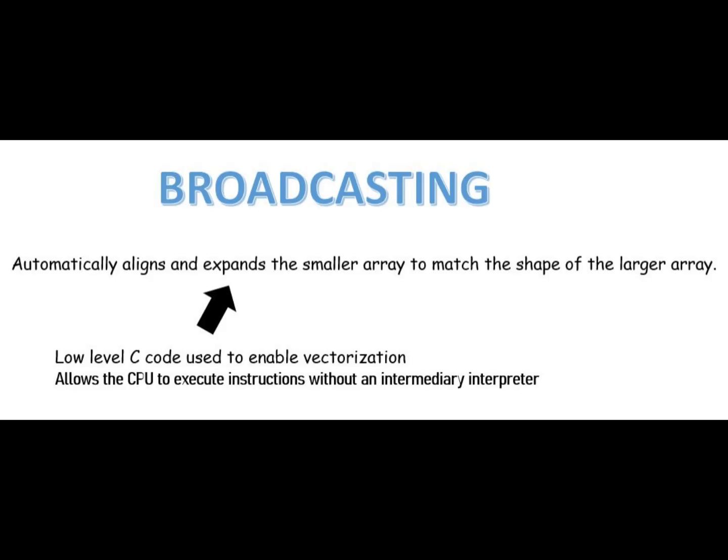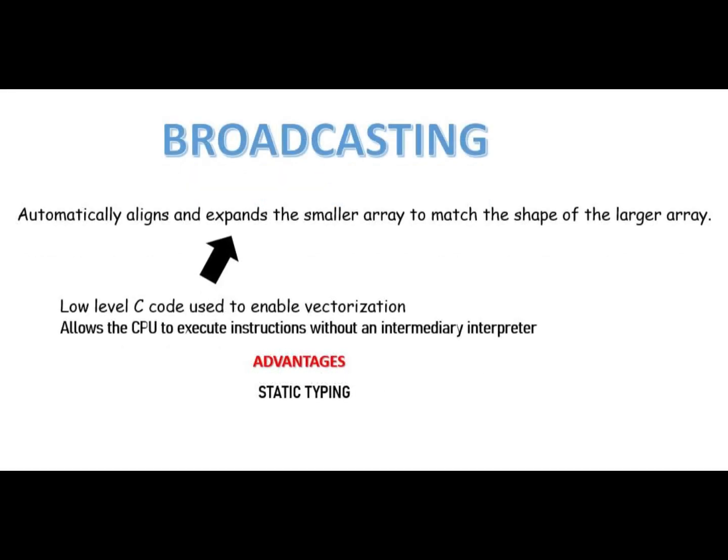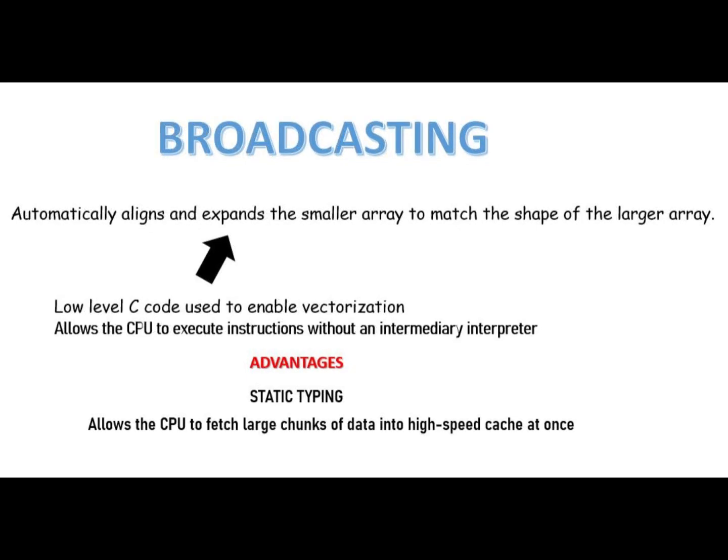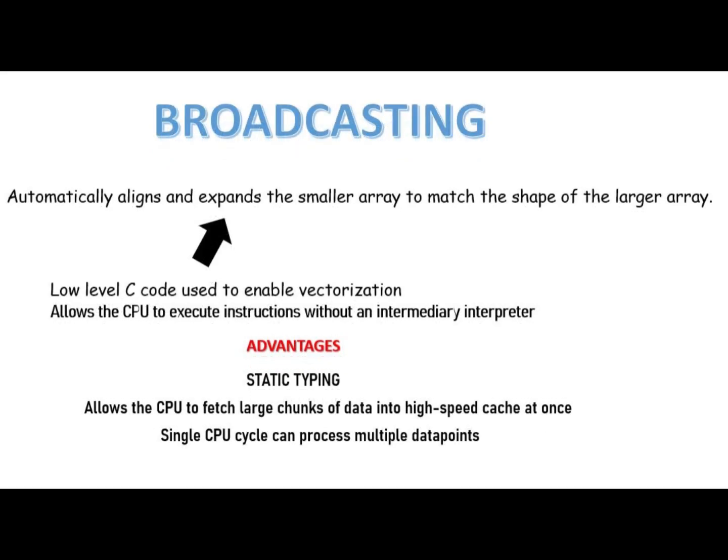NumPy performs iterations in C since it offers the advantages of static typing, where data types are fixed and known at compile time to make sure that the mathematical operation is valid for this array. Also, C stores elements in contiguous memory blocks that allows the CPU to fetch large chunks of data into high-speed cache at once, and C compilers can use SIMD instructions, that is single instruction multiple data, to allow a single CPU cycle to process multiple data points, like adding 8 numbers at a time.